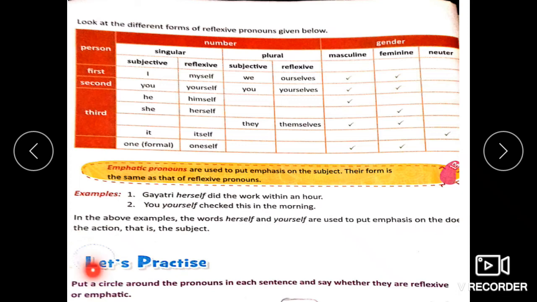In the next exercise you have which says put a circle round the pronouns in each sentence and say whether they are reflexive or emphatic. This will help you to understand reflexive and emphatic pronouns better. So we stop here today. The 2 or 3 types of pronouns which are left shall be taken up in the next class. Until then, listen to this explanation, go through the lines of the text, go through the examples that I have discussed. Things will be clear to you.